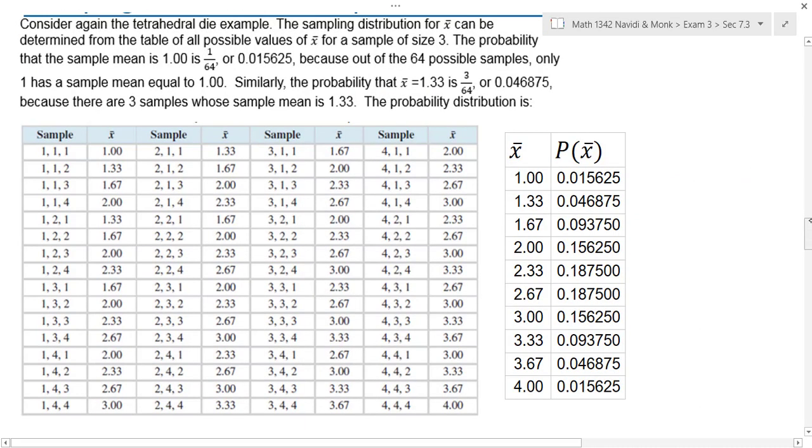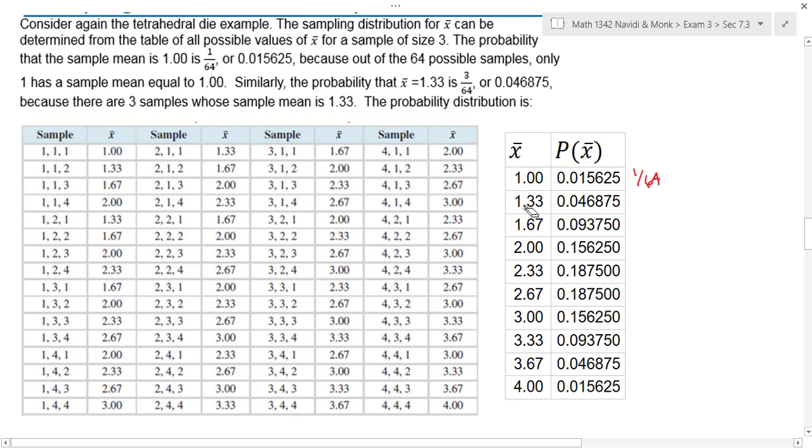Now, if we look back at this table that I gave you earlier that gives us all possible outcomes for 3 rolls of the tetrahedral die, the sampling distribution can be determined from the table of all possible values for the mean for a sample of size 3. The probability that the sample mean is equal to 1 is 1 over 64 because there are 64 possible outcomes for rolls. The only way to get an average value of 1 is to roll 3 ones. Well, out of the 64 possible number combinations, there's only one way that that happens, so that's 1 divided by 64. That's how we get this number right here.